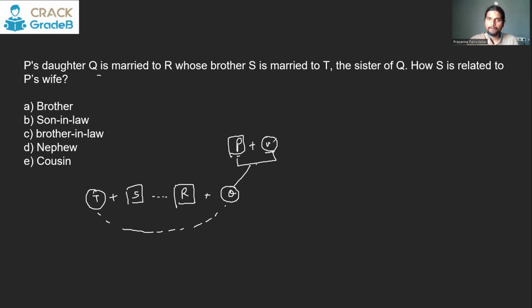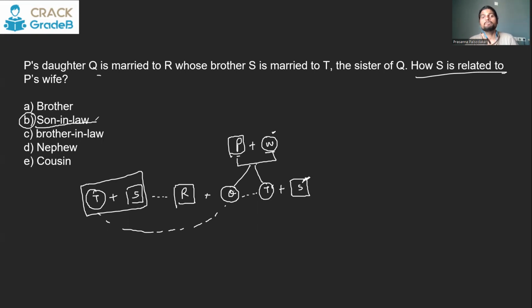So P's wife, whoever, let's call it W, they will have two daughters, Q and T. If I draw the same thing on this side, because Q and T are the sisters, and T's husband is S. So how is S related to P's wife? S will be W's daughter's husband. Daughter's husband means son-in-law. So the answer here is going to be son-in-law. I hope you got this. Let's see one more.